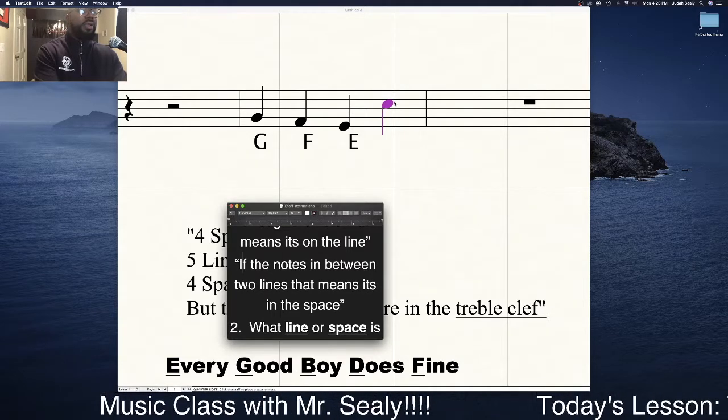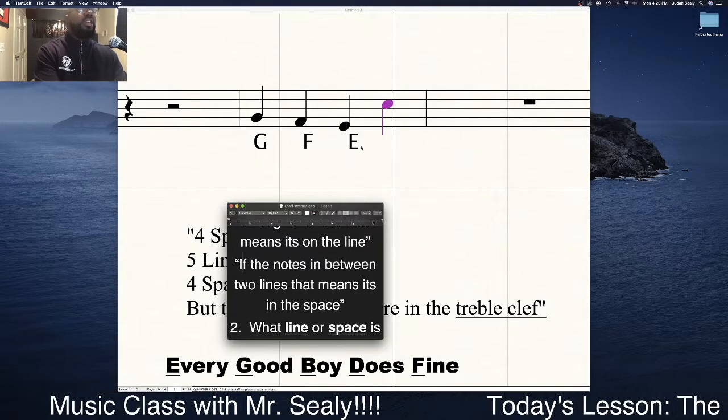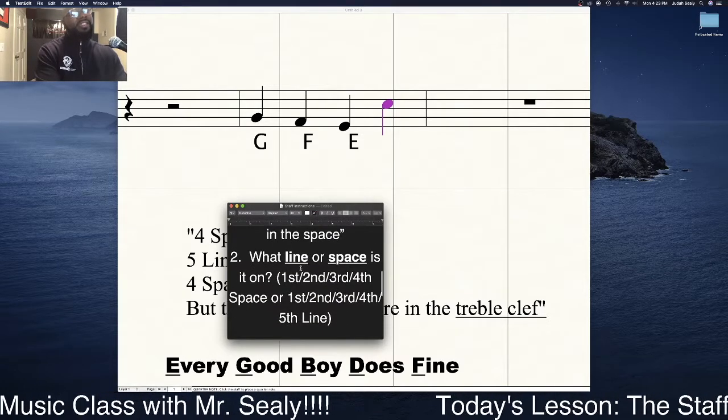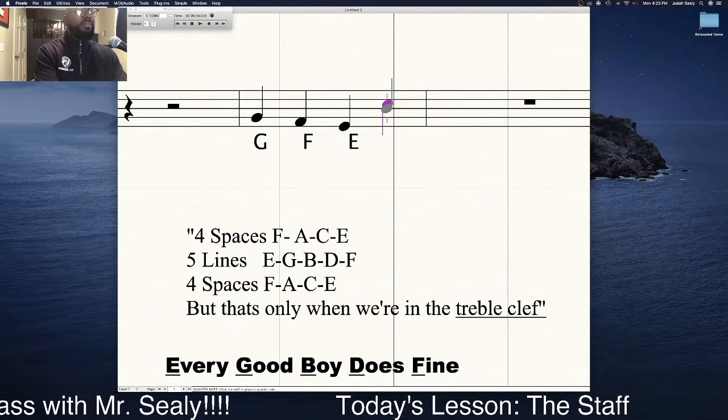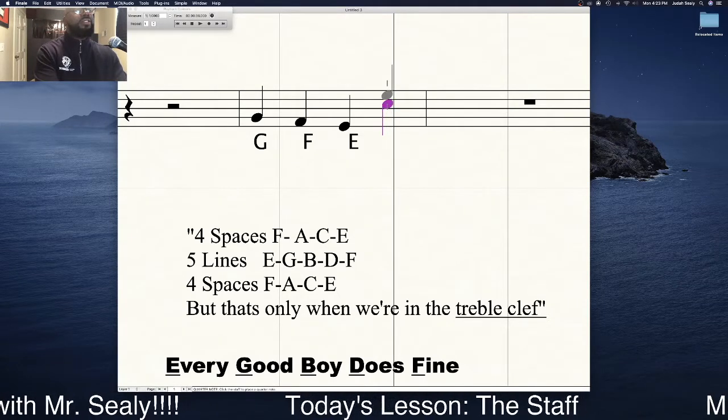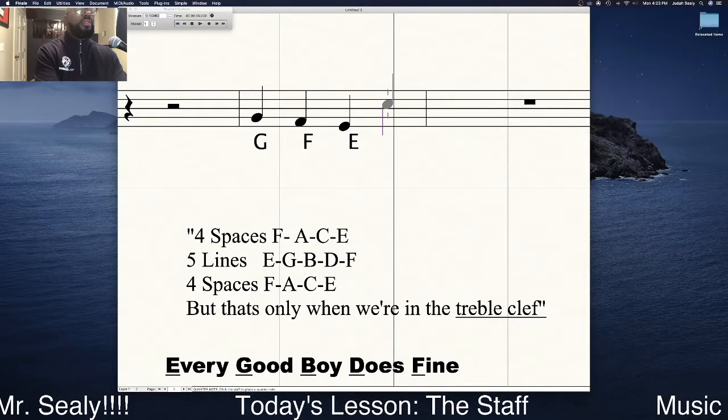So we have boom, boom. So that means it's in the space. What line or space is it on? Is it on the first, second, third, or fourth space? Well, let's look. First space, second space, third space, fourth space. So it looks to me like it's on the third space.